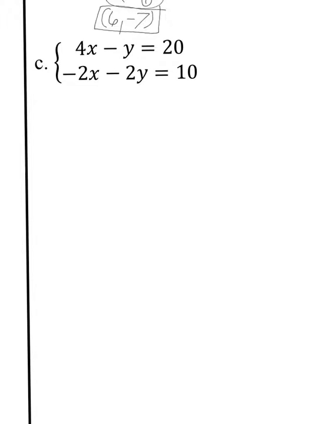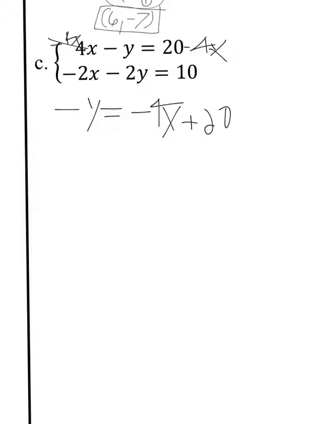Here I don't have either one solved for a variable. So looking at the top one, if I minus 4x to the other side, I get negative y equals negative 4x plus 20, right? So I just minus 4x to each side. And I wrote the negative 4x first. So just like the last one, if it says negative y equals or negative x equals, flip all the signs. Positive y equals positive 4x minus 20 now.